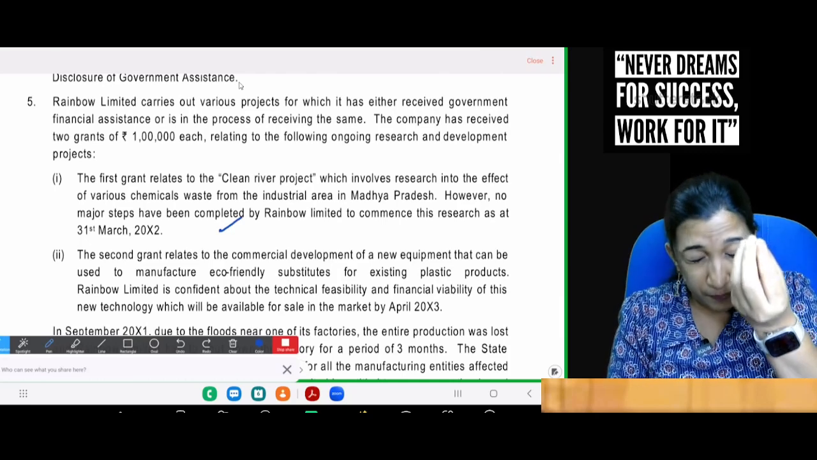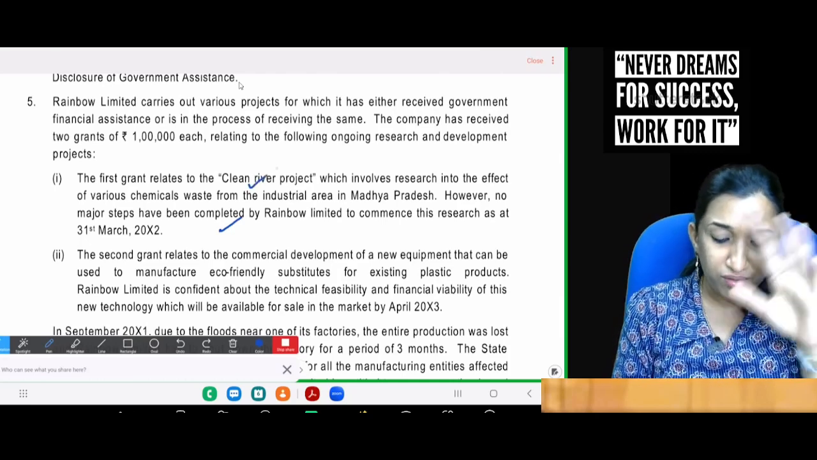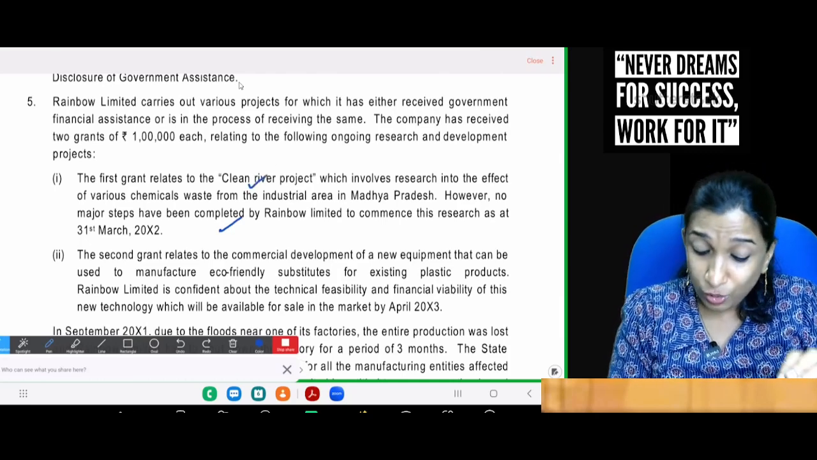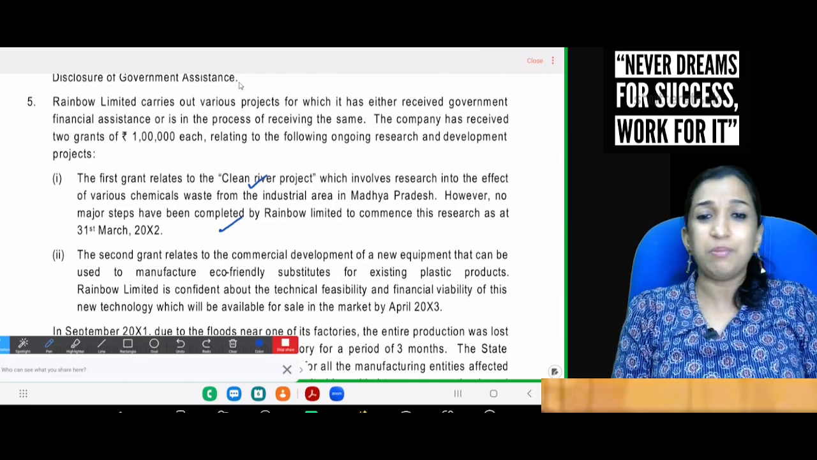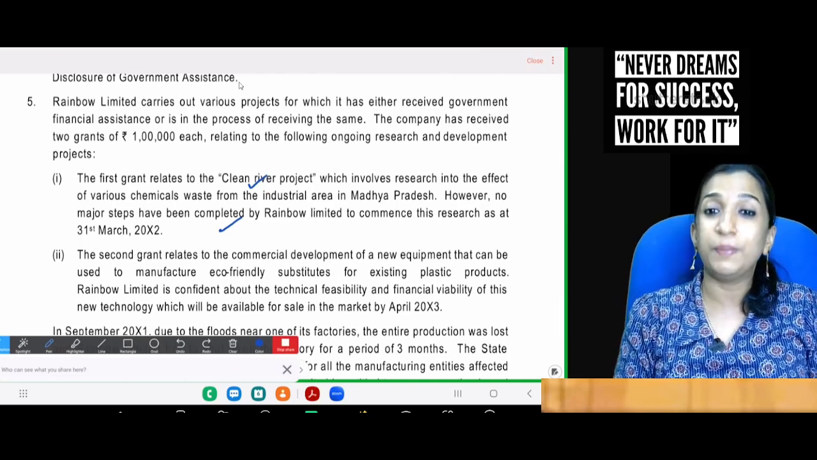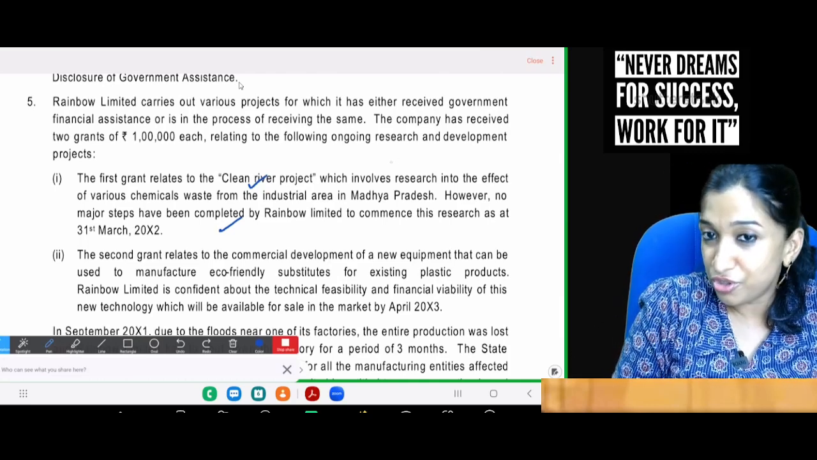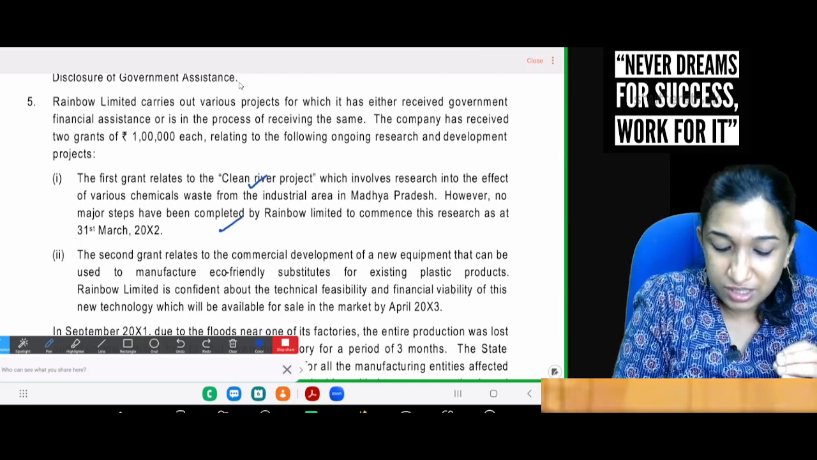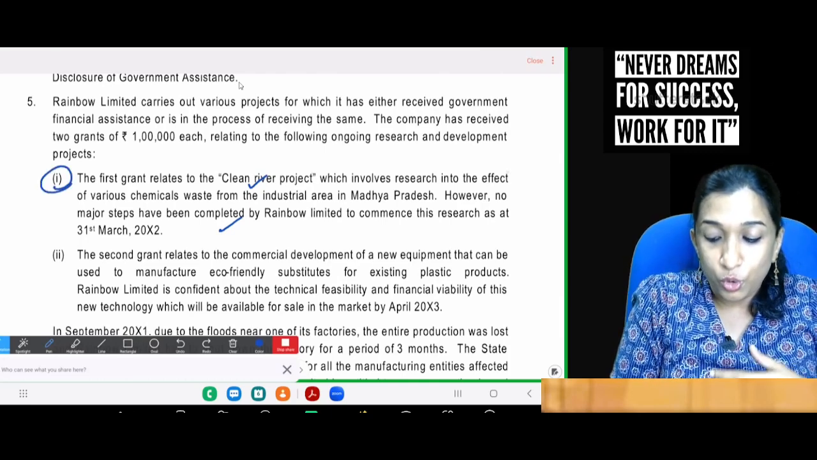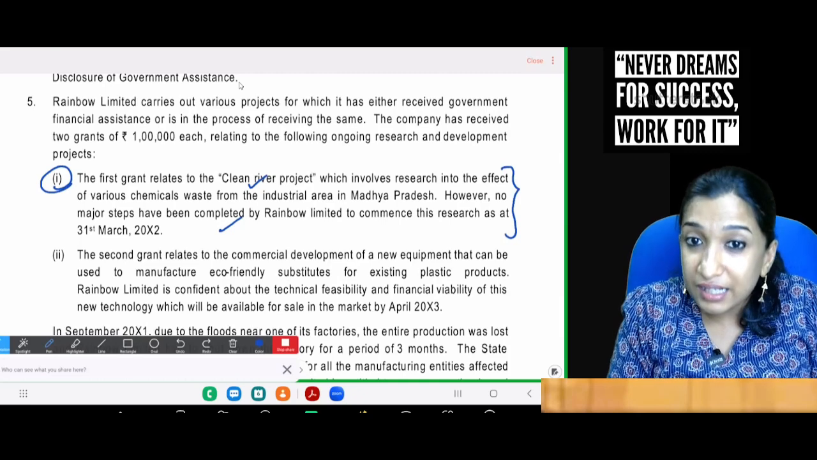You got a government grant for a cleaning project and you have not started any major steps. So what will be the accounting? Here you should write there are no conditions. For the first one, no information regarding the conditions is given.